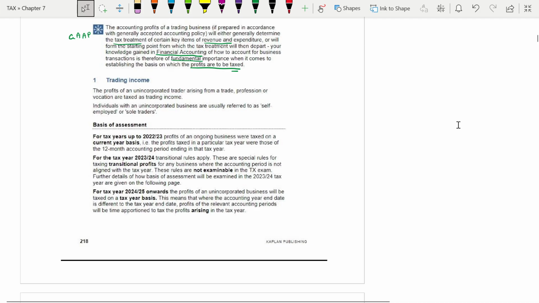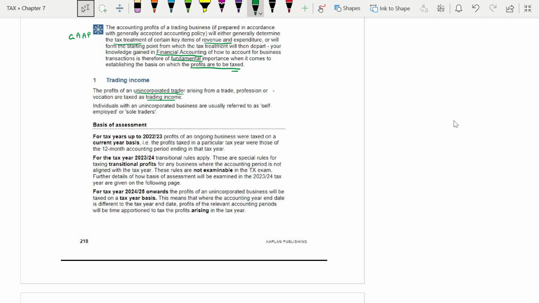Now they will give you a lot of information. You understand that the information is more, the calculation part is less, and for the final judgment we have to understand the multiple choice questions. This is the secret of success. The profits of an unincorporated trader, which means it is not listed, not recognized, not registered, from a trade, profession or vocation are taxed as trading income.